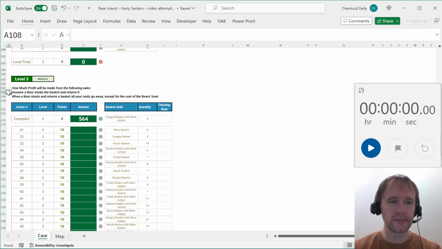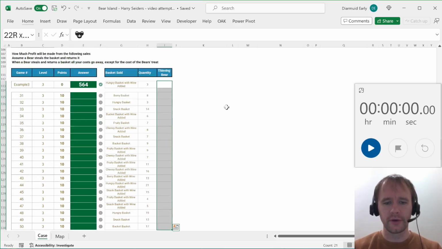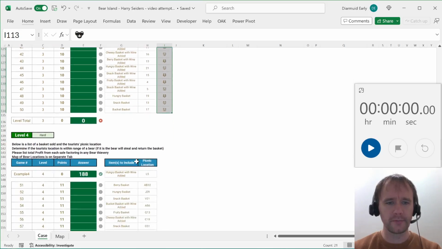Then for level 3, how much profit will you make from the following sales? Assume the bear steals the basket and returns it, so you don't have to pay any costs except the cost of the bear's treat. And again, we're going to need to unwrap text here to be able to see the symbol of the different kinds of bears.